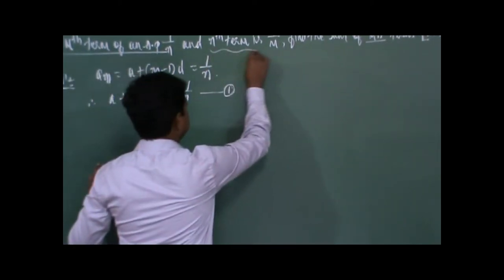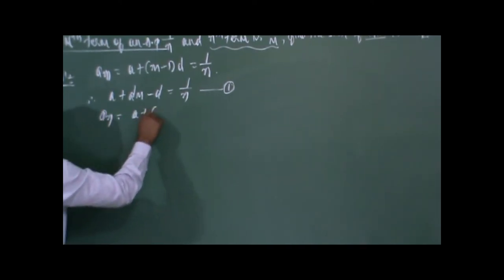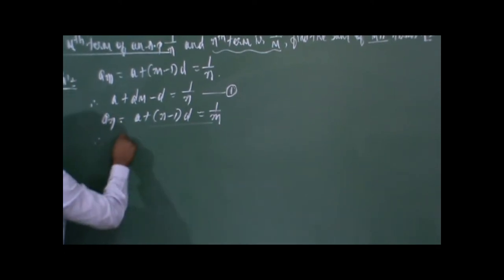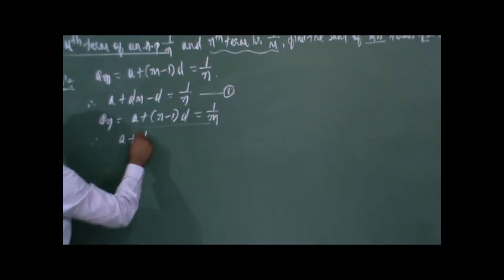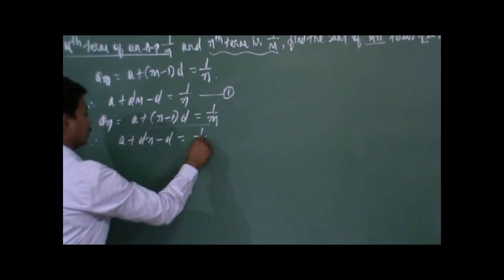Take the next term. The nth term is 1 by m. So an is equal to a plus n minus 1 into d, which is equal to 1 by m. Therefore this can be written as a plus n into d is dn, minus d into minus 1 is minus d, is equal to 1 by m. Take it as equation 2.